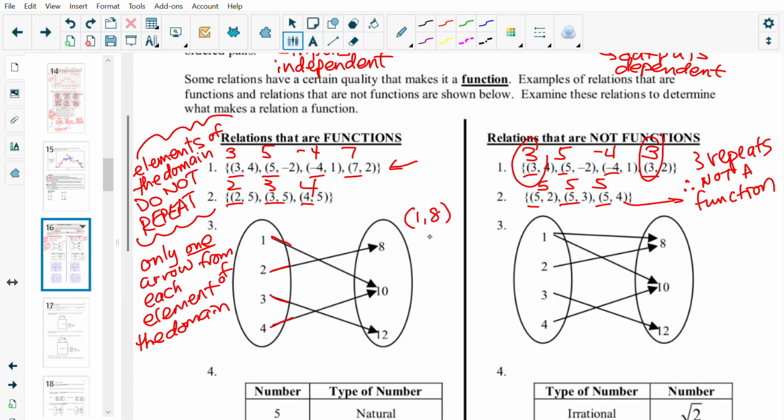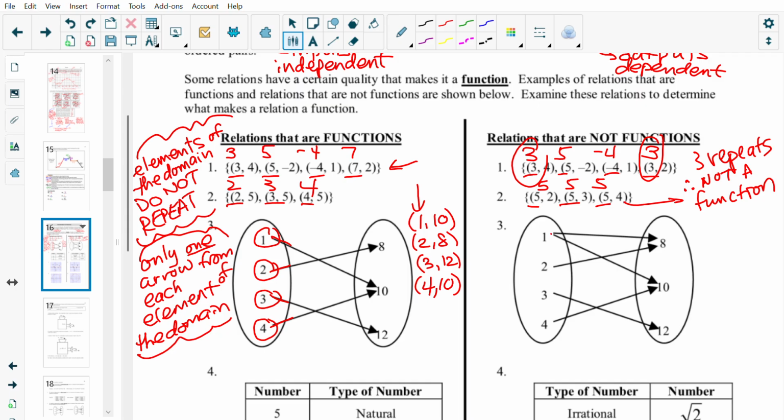1, 10. 2, 8. 3, 12. And 4, 10. I don't care about the outputs repeating, or the range. When I'm determining a function, I care that none of these inputs, or elements of the domain, repeat. And you can see it right here, 1, 2, 3, 4. Okay, so it is a function.